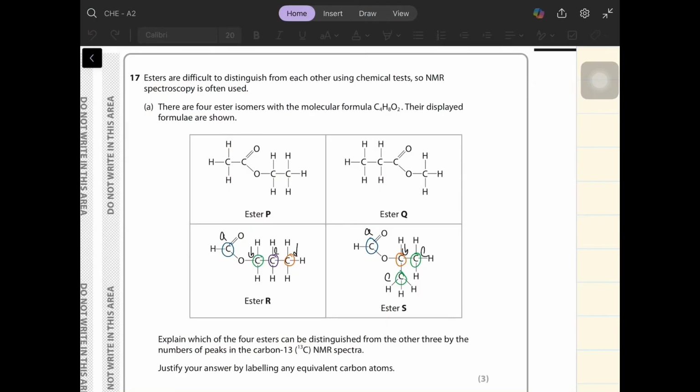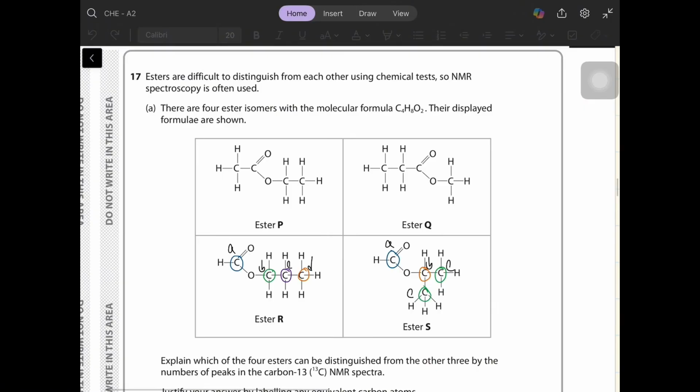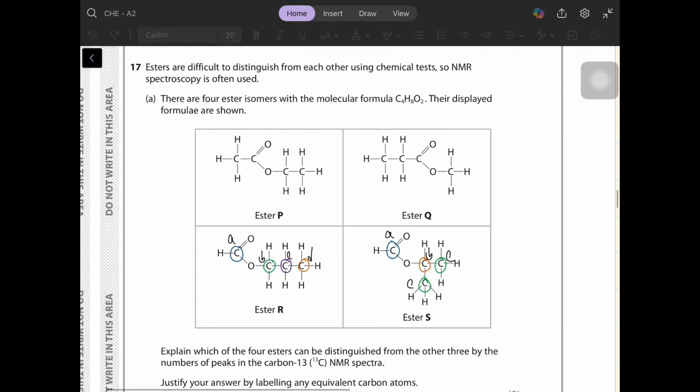So, question number 17. Esters are difficult to distinguish from each other using other chemical tests, right? So, NMR spectroscopy is often used. There are four ester isomers with the molecular formula of C4H8O2, and their displayed formulae are shown. Okay, so this is ester P, ester Q, ester R, and then ester S.